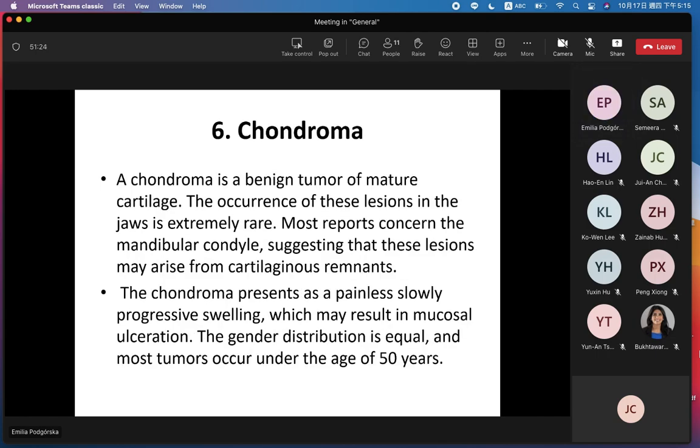Chondroma. A chondroma is a benign tumor of mature cartilage. The occurrence of these lesions in the jaws is extremely rare. Most reports concern the mandibular condyle, suggesting that these lesions may arise from cartilaginous remnants. The chondroma presents as a painless, slowly progressive swelling, which may result in mucosal ulceration. The gender distribution is equal, and most tumors occur under the age of 50 years.